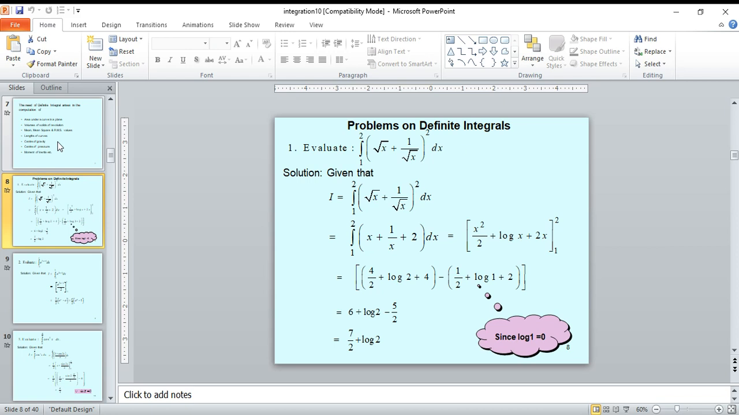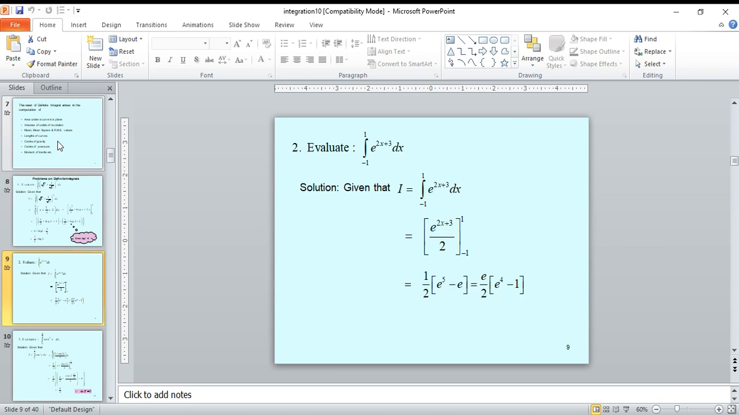6 minus 5 by 2: 6 twos are 12, 12 minus 5 is 7. So the answer is 7 by 2 plus log 2. Next problem. Evaluate the integration from minus 1 to plus 1 of e power 2x plus 3 dx.